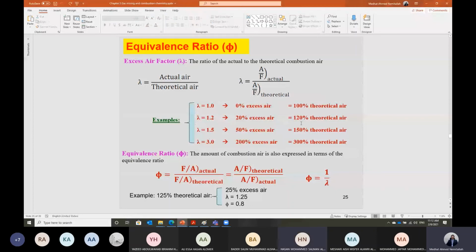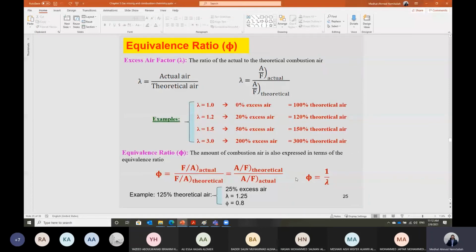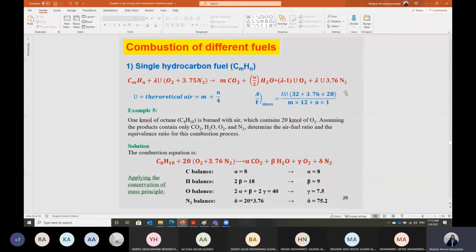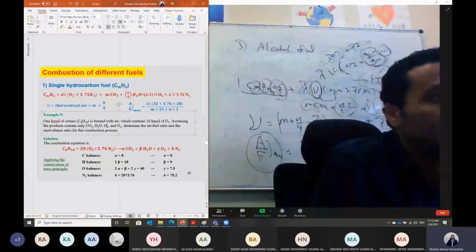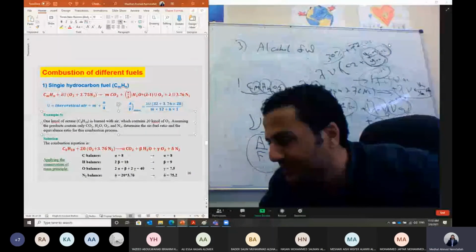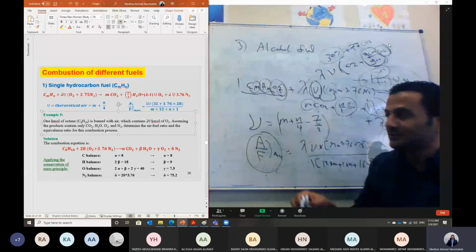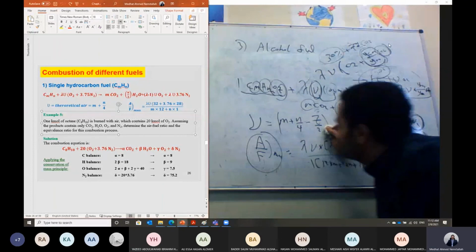Yes, clear. Sorry. Lambda is equal to 1 over the equivalence ratio. So usually we use the parameter equivalence ratio more frequently than the excess air factor. Here, if we have a single hydrocarbon, we have learned that. And this is, Shabab, an example. We have 1 kilomole of octane. So let's solve this example. It's something very simple, Shabab. And I will end up with this.